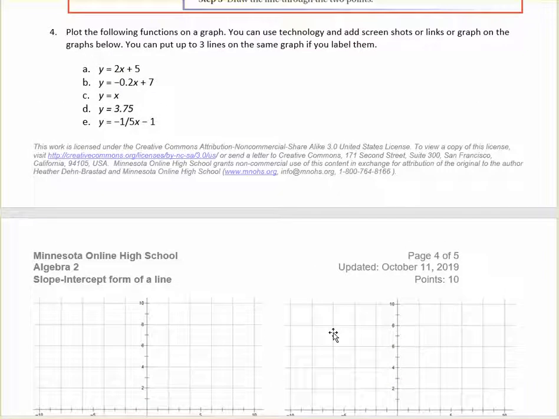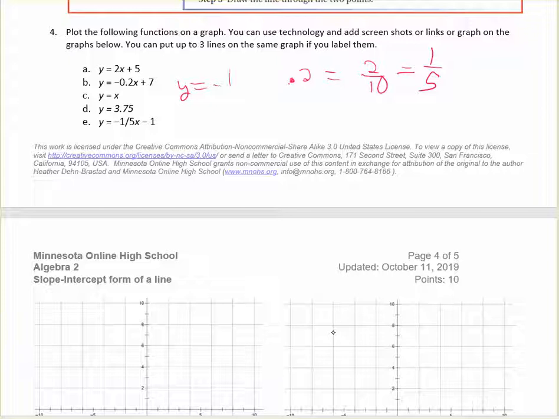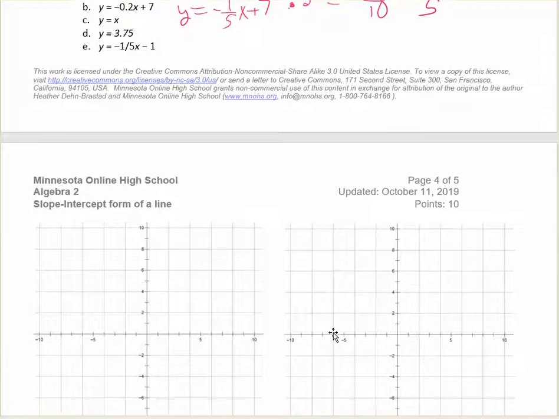So let's look at B, because in B the slope is given as a decimal. 0.2 is equal to 2/10, because that's what the decimal 0.2 means, and that's the same as 1/5. So the first thing I'm going to do for B is change that to a fraction, because it's much easier to graph if it's in fraction form. So that means that y is equal to negative 1/5 x plus 7. That's what I'm going to graph on the coordinate system down here.